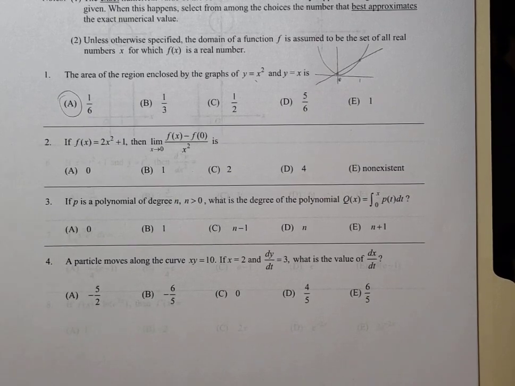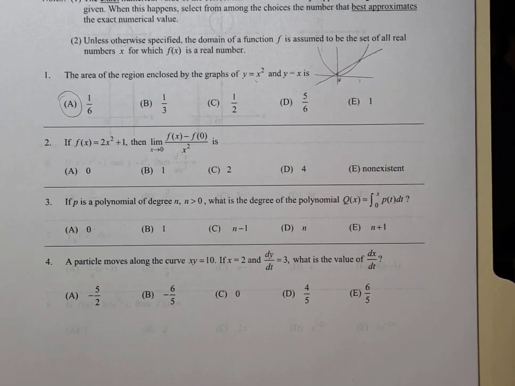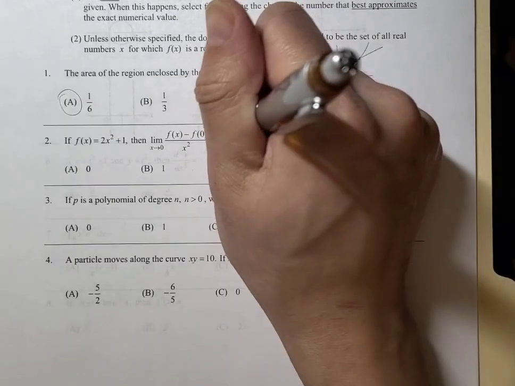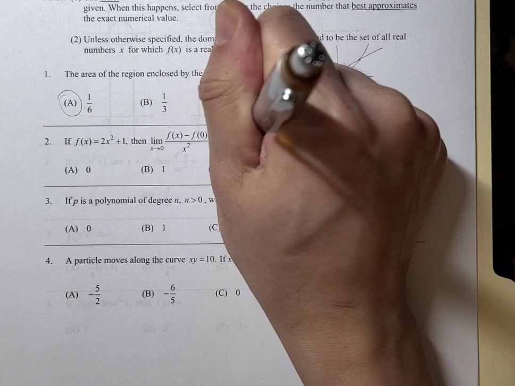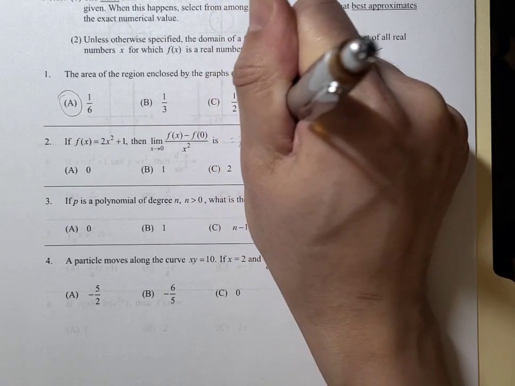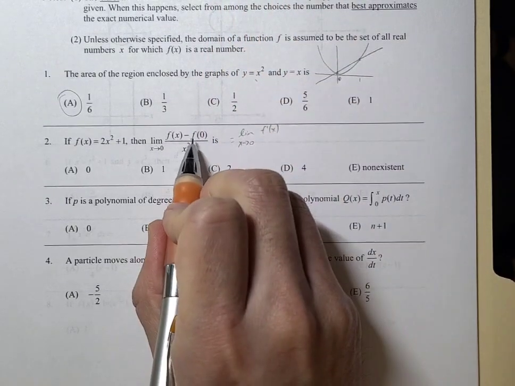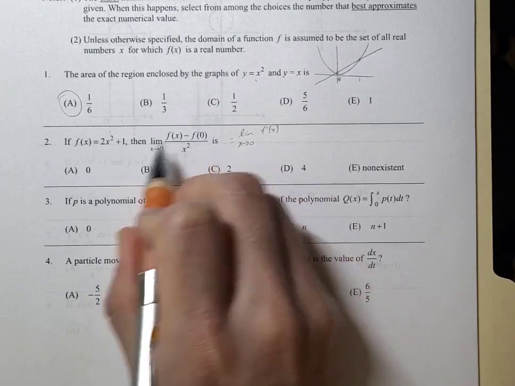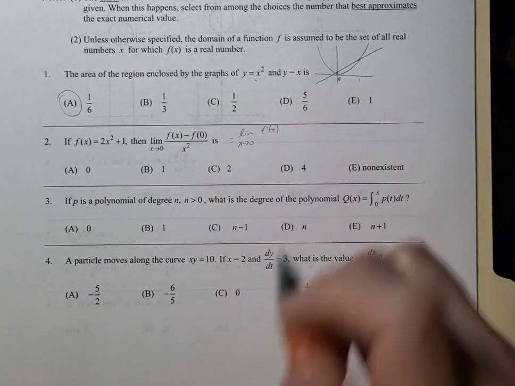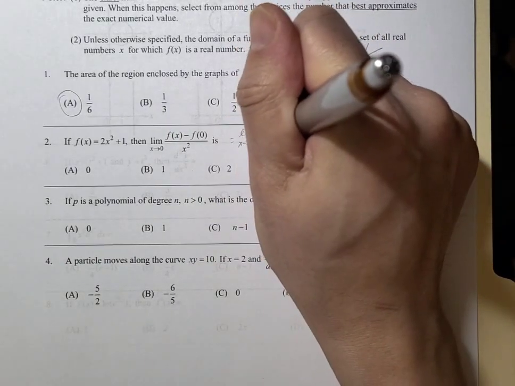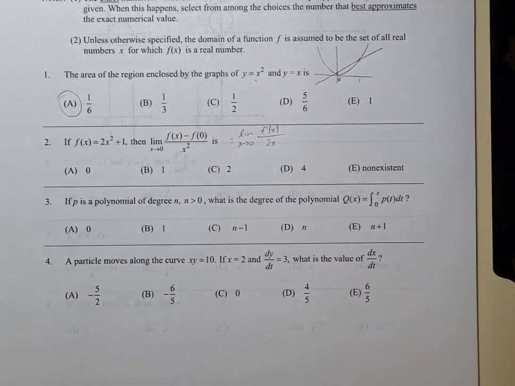We can use L'Hopital's rule. So we take the derivative of the top. It'll be f prime of x minus the derivative of a constant. F of 0 is just a constant. We found that to be 1, even. The derivative of 1 is 0. So we're just left with f prime of x on top. The bottom we have, the derivative of x squared is 2x.